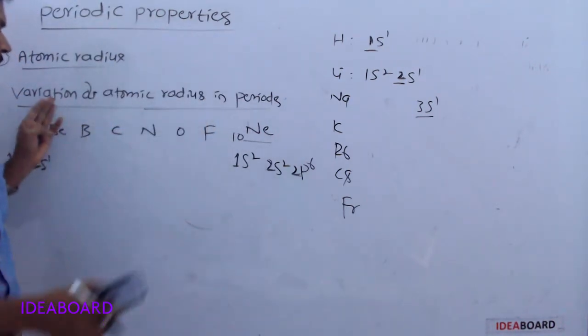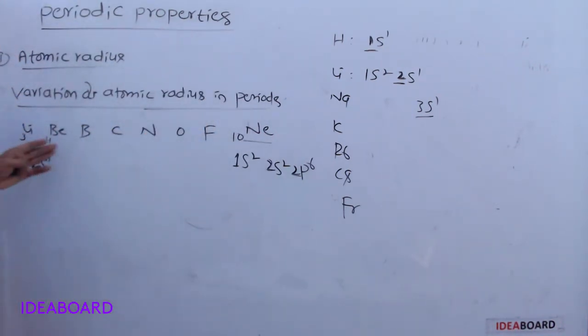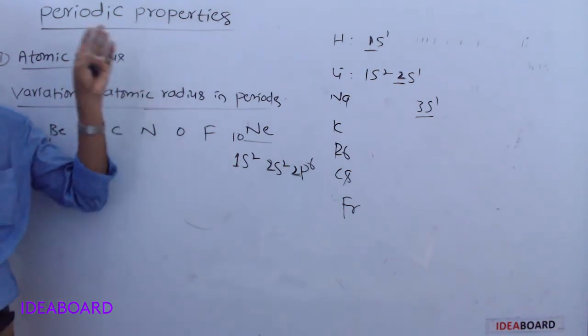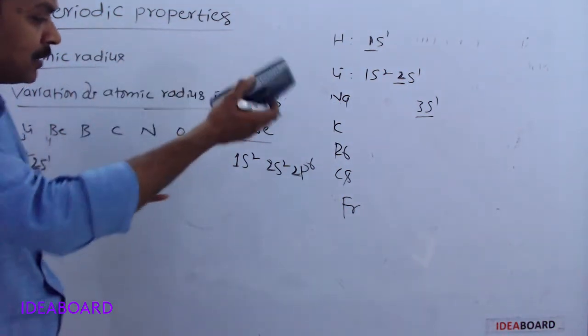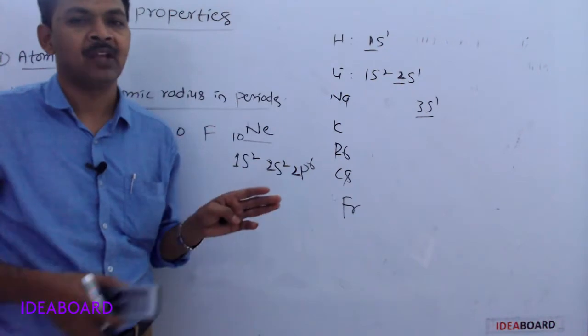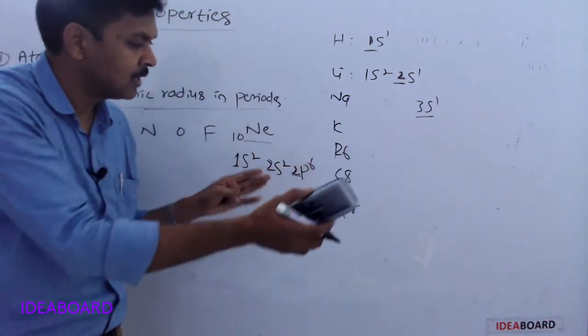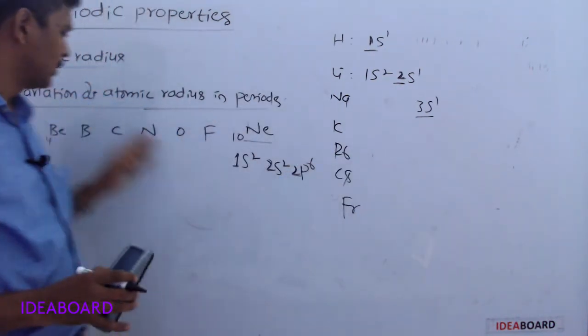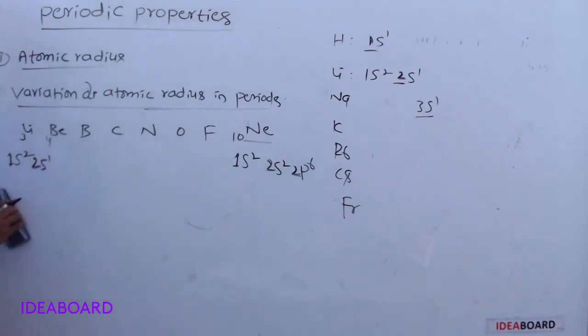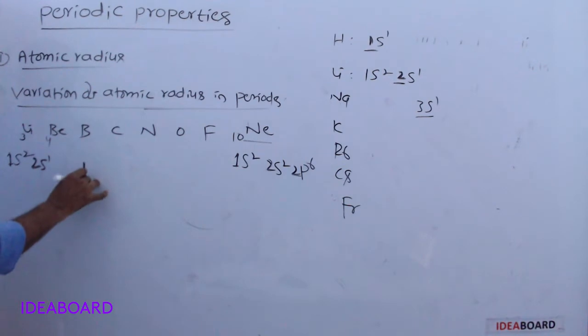Left to right, as the atomic number increases, the differentiating electron enters into the same orbit. At the same time, effective nuclear charge increases. Effective nuclear charge increase means atomic radius decreases. So in periods, left to right, atomic radius decreases.